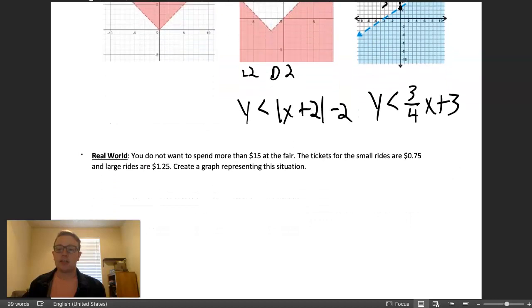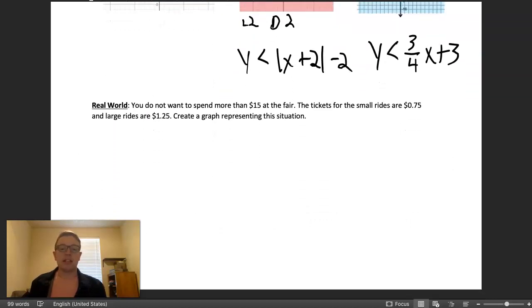Well, let's think about this in terms of something that might show up in the real world. Let's say you have $15 to spend at the fair. Maybe next year when the fair will be coming back. Now, normally the tickets for the small rides, apparently we're in 1980 based off of these prices, are 75 cents, and the large rides are $1.25. So we're trying to figure out the total number of rides we could go on in any situation. Let's say that our small rides are going to be x, and our large rides are going to be y.